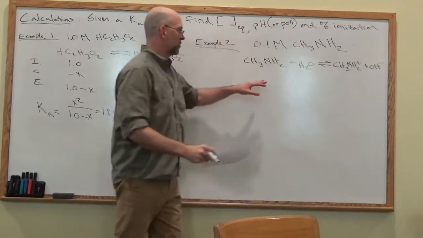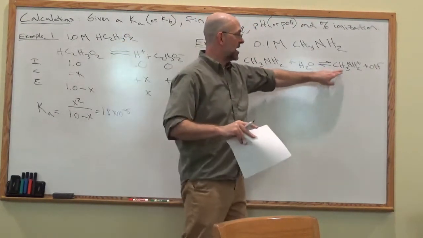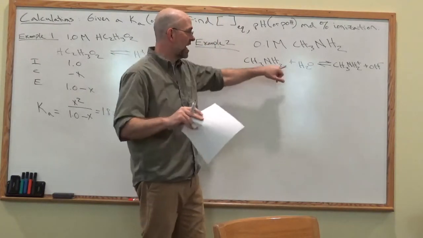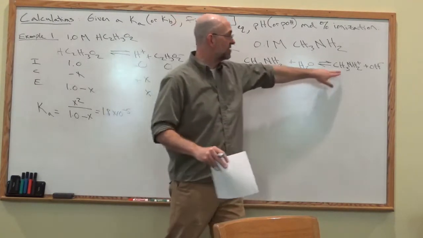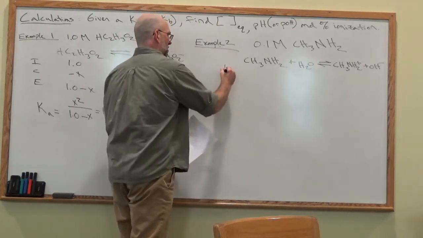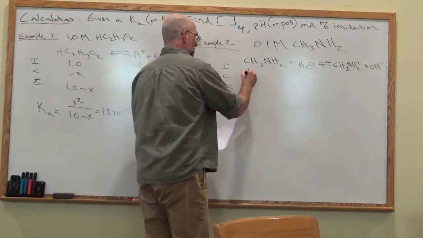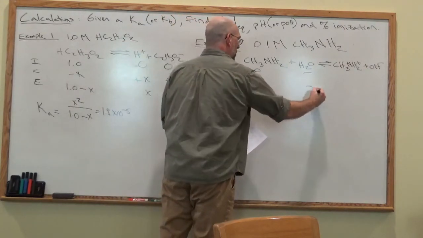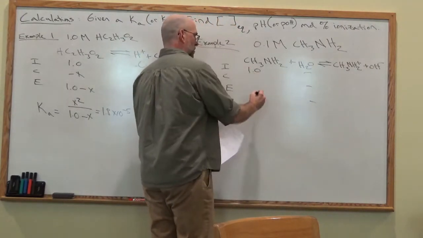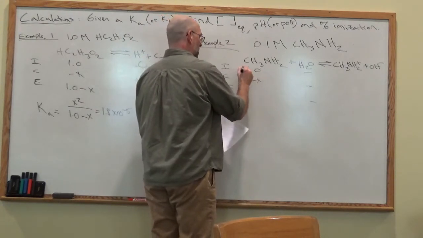And keep in mind, remember we did this before, generically we called this B and this HB plus, well that's what's happening. So that's B, and that's HB plus, just so you see that. And water we ignore. Minus x, whoops, it's not 1, is it? It's 0.1.